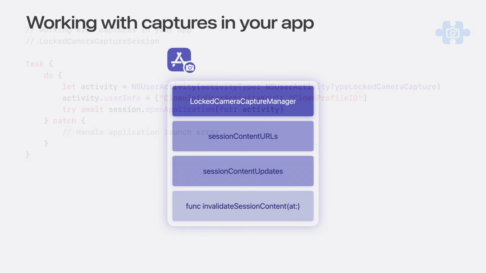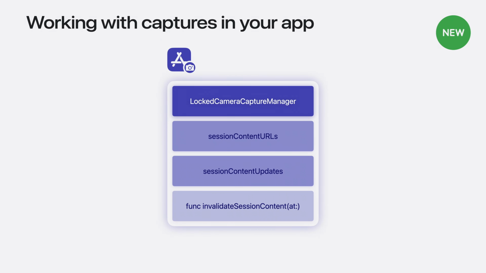From within your application, you can use the Locked Camera Capture Manager to work with the content that has been captured from your capture extension. Locked Camera Capture Manager exposes a shared instance for you to use across your application as needed. The manager exposes a session content URLs property, which provides an array of URLs, each pointing to a directory of content captured in your capture extension. The manager also exposes an async sequence of session content updates. This sequence begins with the URLs representing the current session content directories and continues with any added or removed session content directories. This can be used to asynchronously process the captured contents from your extension.